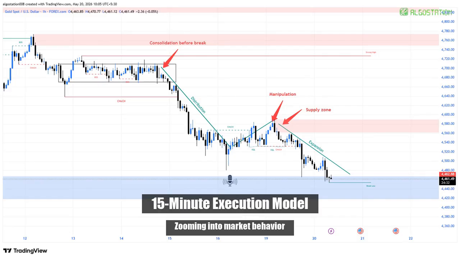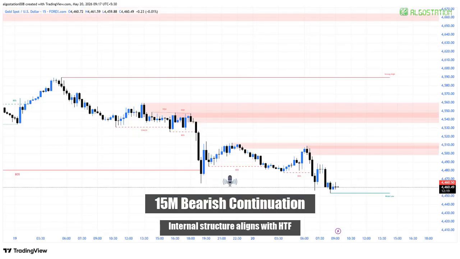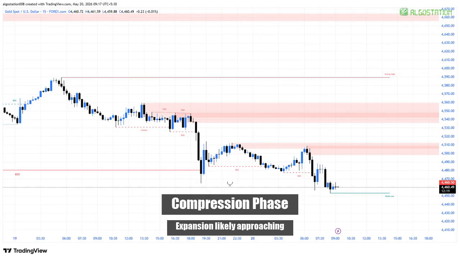Now let's move to the 15-minute time frame where institutional execution becomes visible in much greater detail. On the 15-minute chart, the bearish narrative remains intact. Internal structure continues forming lower highs and lower lows while liquidity is repeatedly engineered above temporary highs. This consolidation is extremely important. Price is compressing after an impulsive sell-off. Compression usually leads to expansion, and institutions are preparing for the next liquidity event.